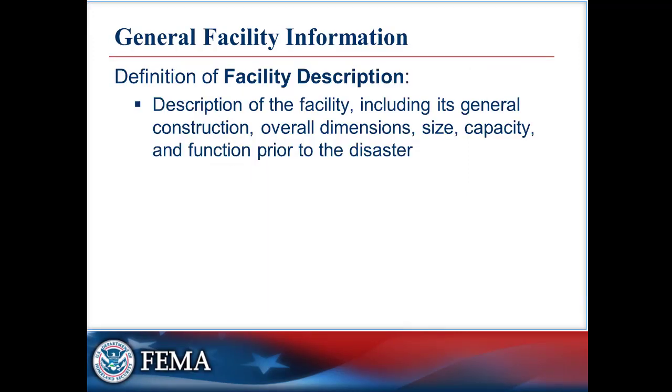Moving forward, we have our facility description. Within our general facility information is our facility description. So the definition of facility description is the description of the facility by stating its general dimensions and or its size, capacity, and function of its pre-disaster configuration. So this is important to note again. The facility description is the pre-disaster design, size, function, capacity, and dimensions. So what it looked like prior to the event.